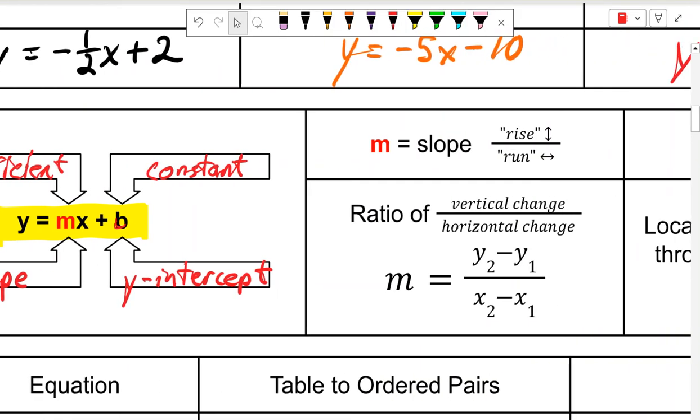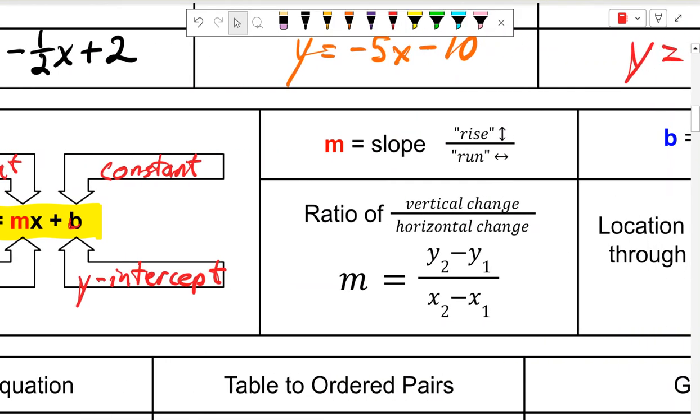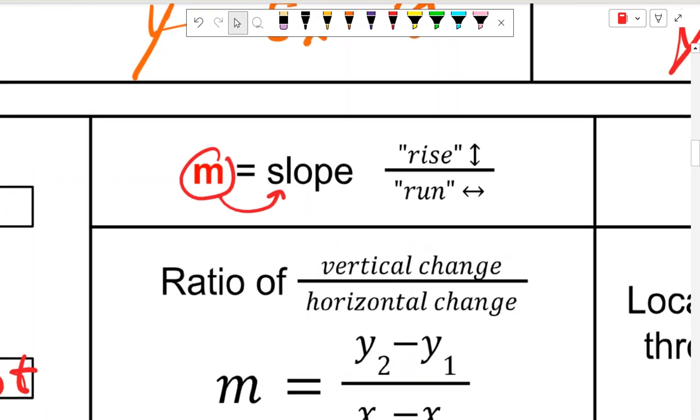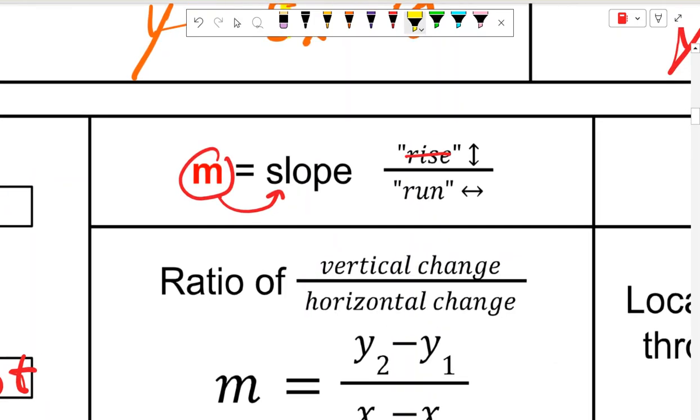Now, what is this slope? Well, slope is m. It's a ratio. It's a ratio of rise over run. Rise over run. Okay, so what is rise?